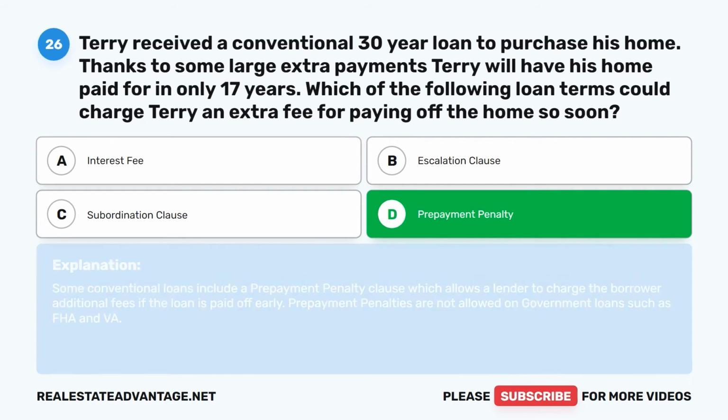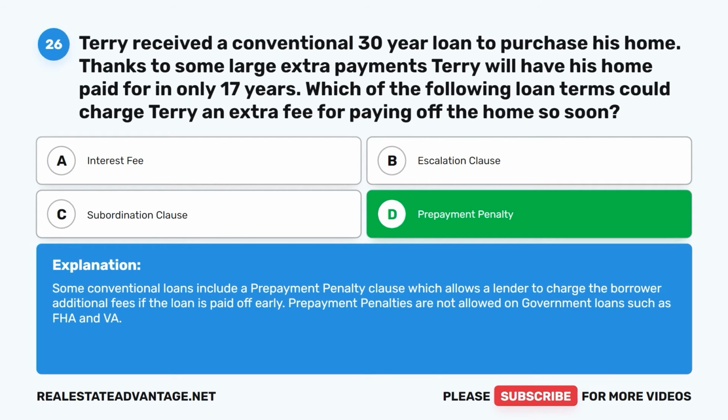Prepayment penalty. Some conventional loans include a prepayment penalty clause, which allows a lender to charge the borrower additional fees if the loan is paid off early. Prepayment penalties are not allowed on government loans, such as FHA and VA.